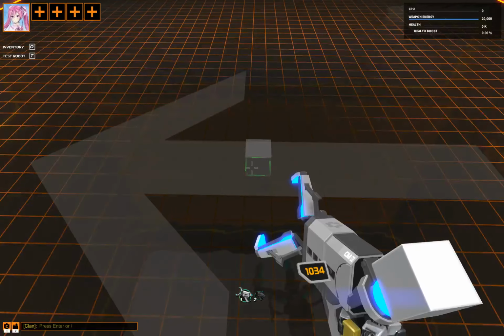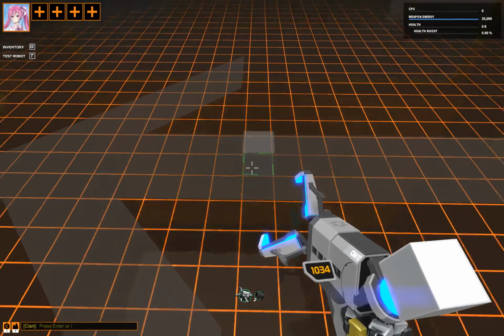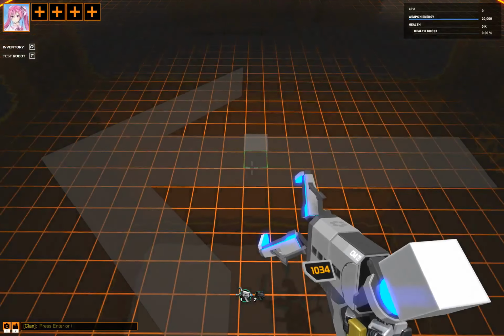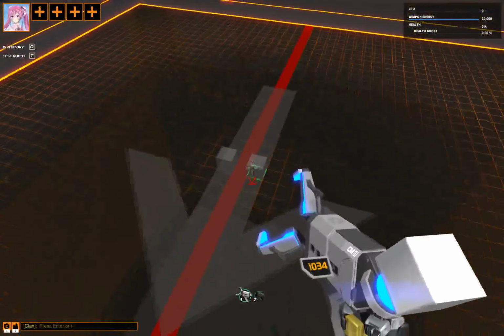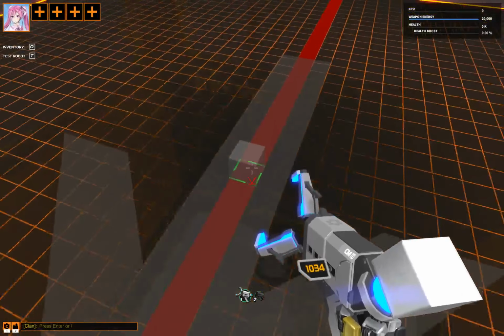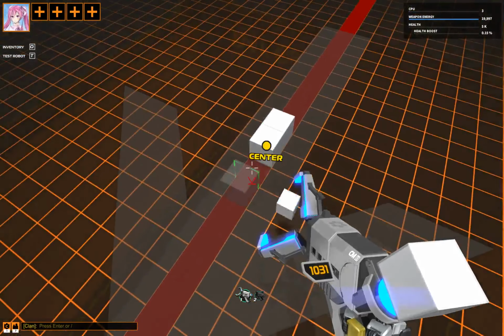And today we'll be looking at the balance between CPU, weapon energy, and health. Now first off, what is the CPU bar? The CPU bar basically is the maximum size of your robot.